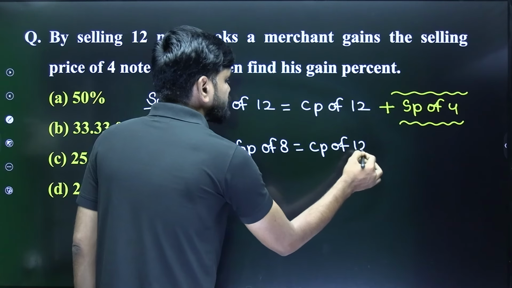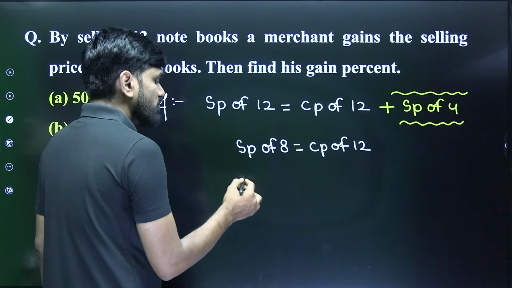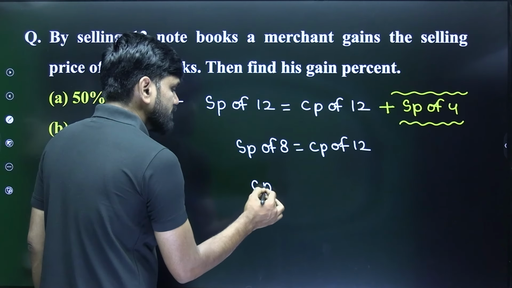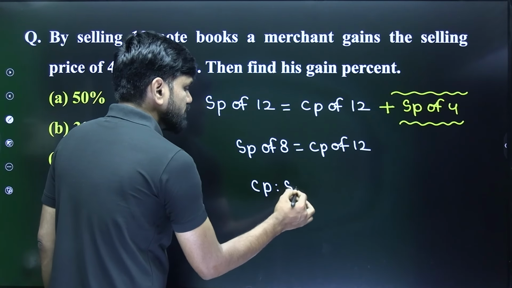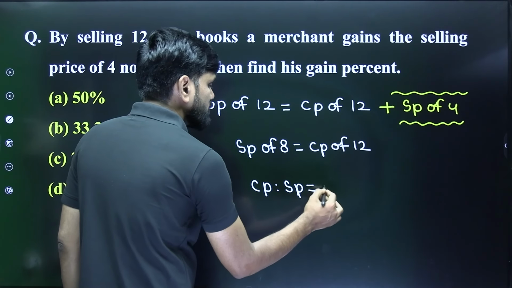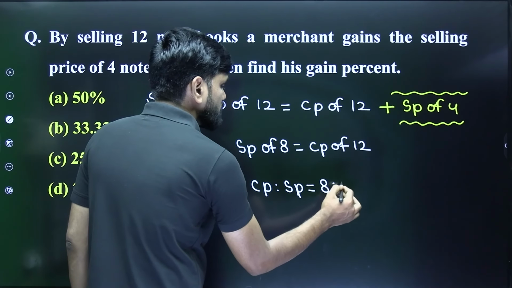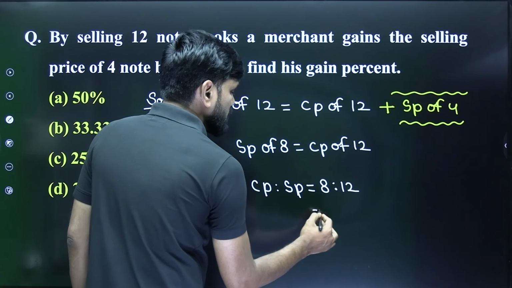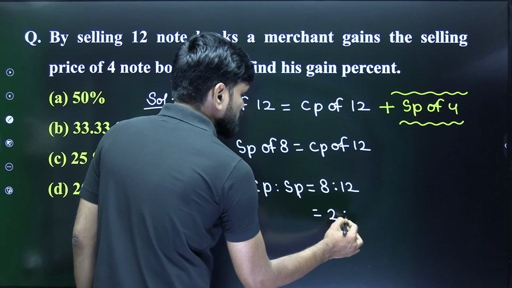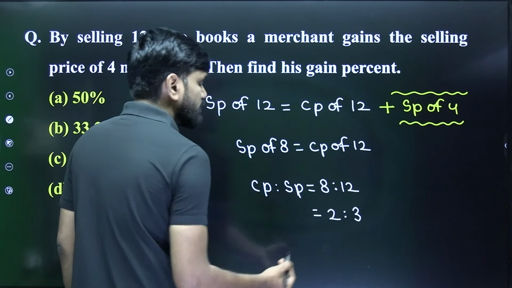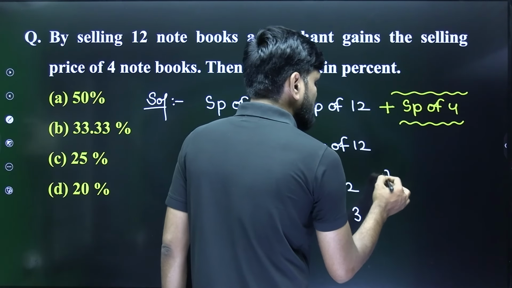CP of 12. As we have already learned this model previously, I can now directly write the CP to SP ratio as CP is to SP equal to 8 is to 12. The ratio is 2 is to 3. 4 2s are 8, 4 3s are 12. In the transaction there is a gain.